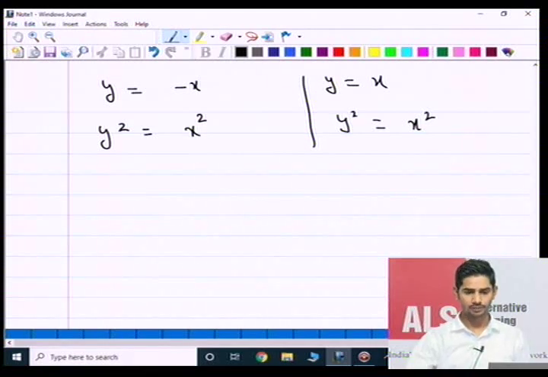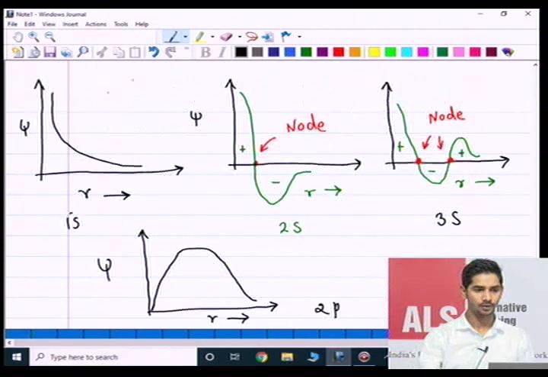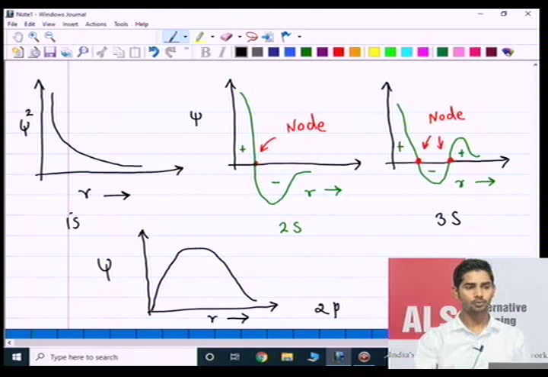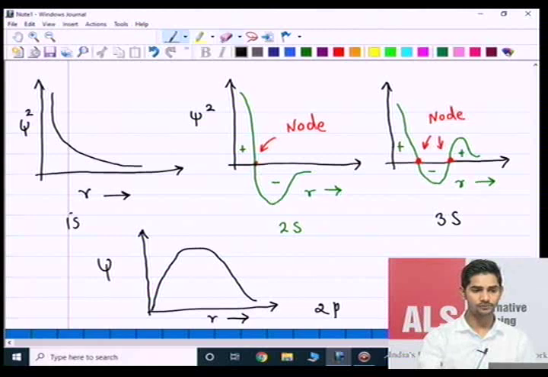Okay, so guys, now look at this. I am drawing the graph for psi square. This is your psi square. Obviously, if I square, there will be no change in the graph for the part that was already positive. So for the 1s, there is no change. But for the 2s, the negative phase will become the positive phase. That will be the only change. So I'll remove this one.